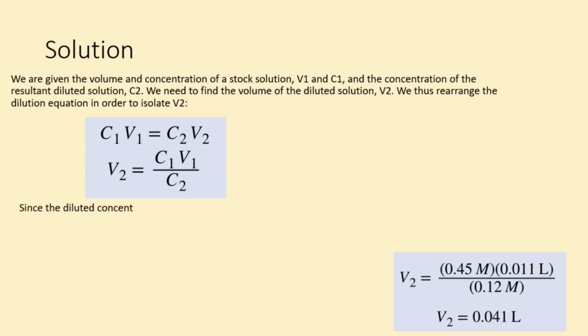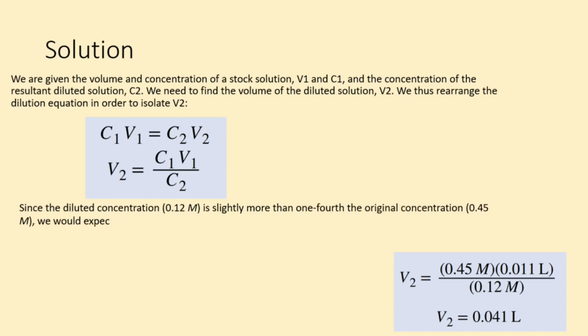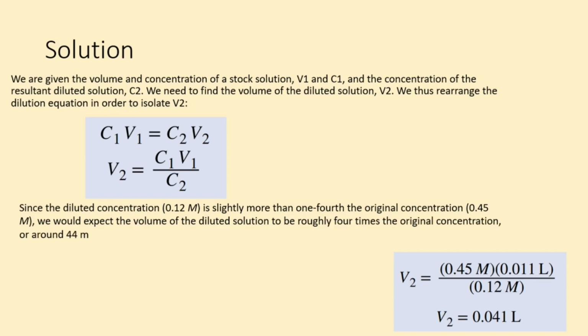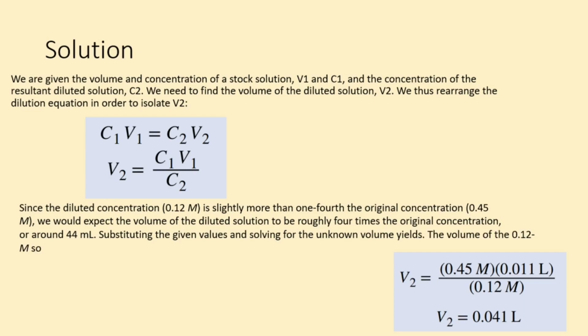Since the diluted concentration, 0.12 M, is slightly more than 1/4 the original concentration, 0.45 M, we would expect the volume of the diluted solution to be roughly 4 times the original volume, or around 44 mL. Substituting the given values and solving for the unknown volume yields: the volume of the 0.12 M solution is 0.041 liters, 41 mL. The result is reasonable and compares well with our rough estimate.